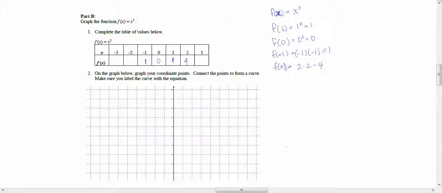I think that we can fill out the rest of this table. If I plug in x equals 3, that would be what is 3 squared? 3 times 3, which is 9. Negative 2 times negative 2 is also known as positive 4, because the negatives cancel, you end up getting positive 4, and this would also be positive 9.